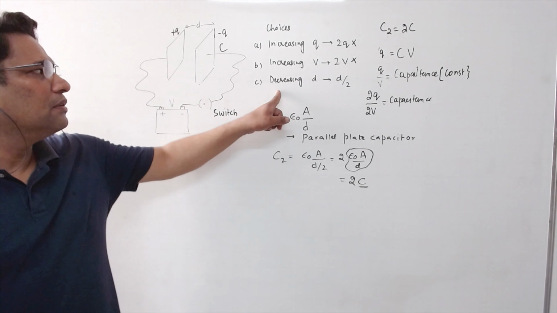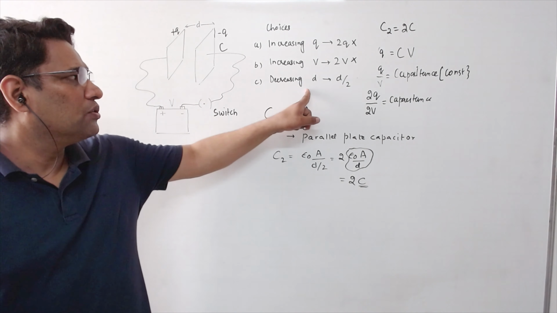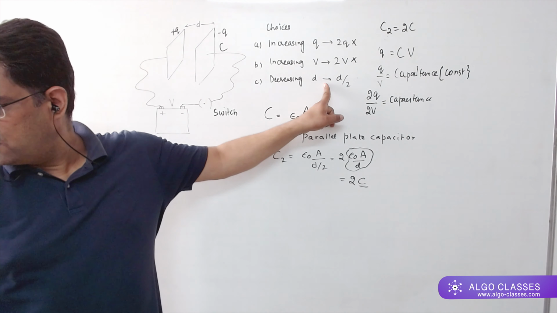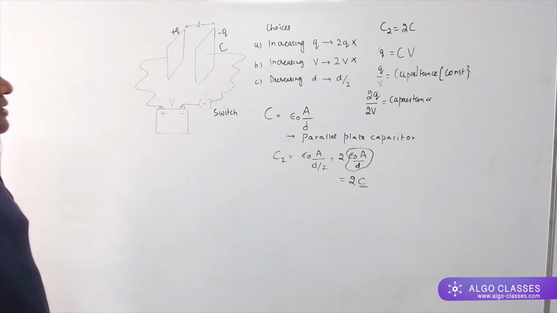The answer to this is the third choice, where you are saying that if you decrease the distance from d to d by 2, the capacitance should increase.